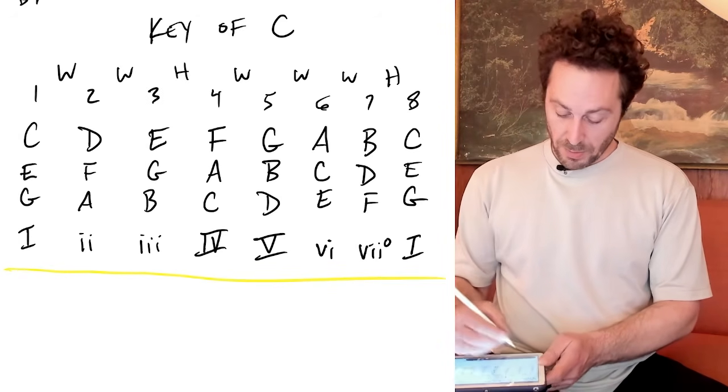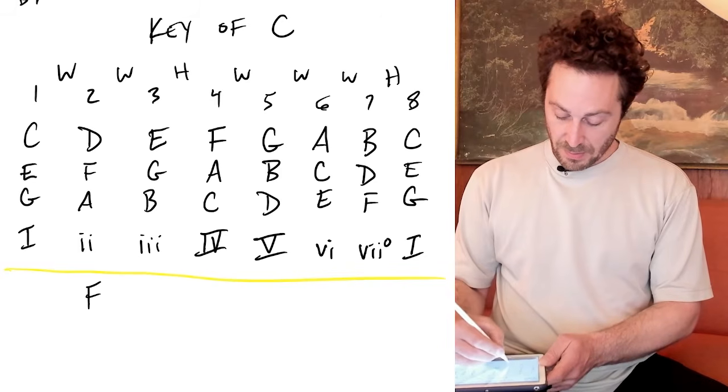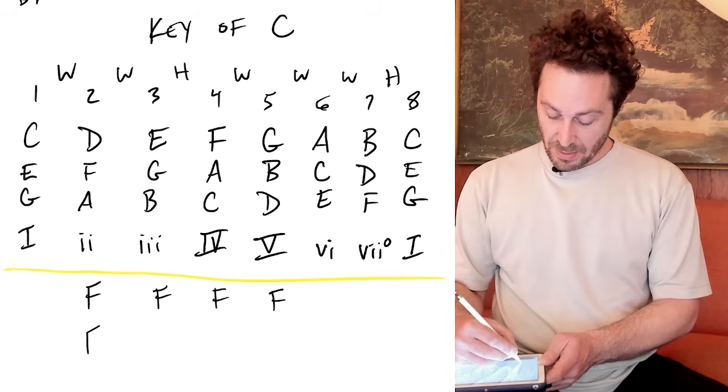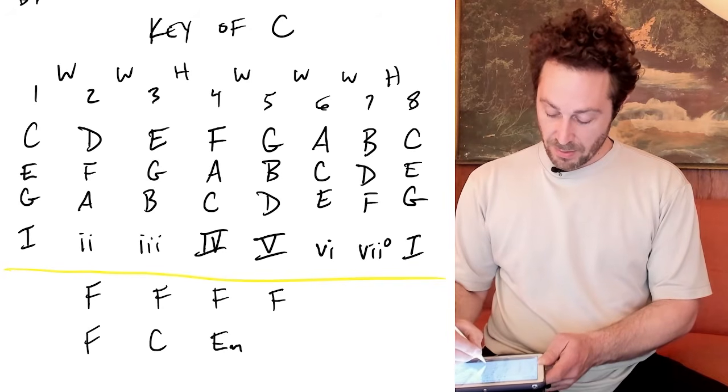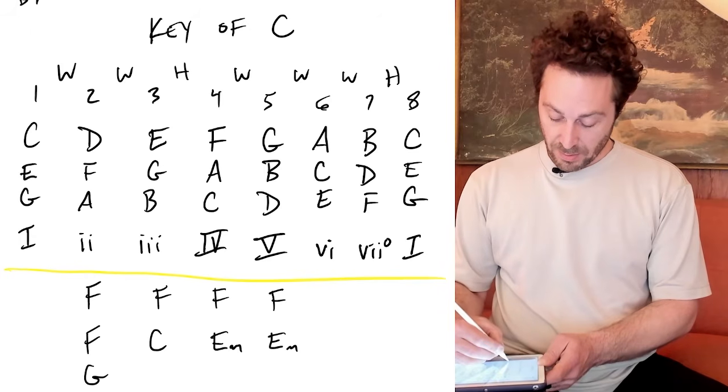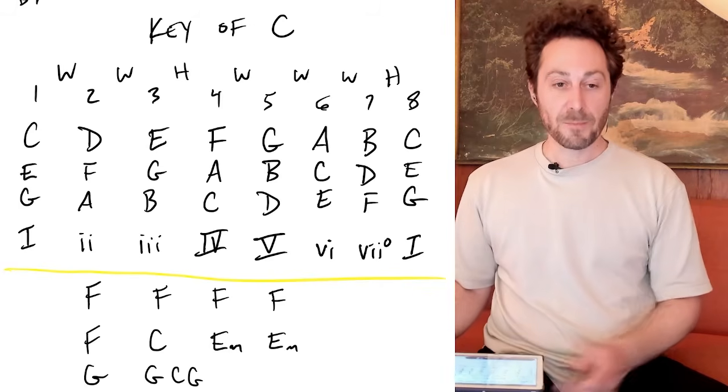The song, what do we say? It goes F, F, F, F, F, C. We'll just say E minor. G, does that fit? Good. G, C, G. That's that right there.